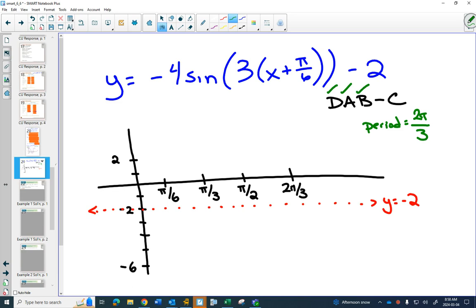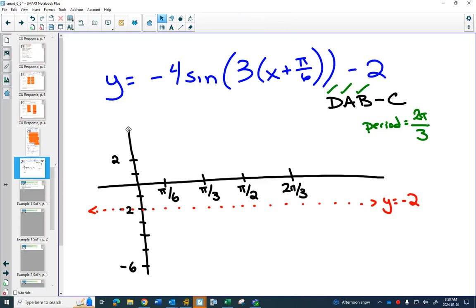So of the DAB part, the B value is the most involved, right? The D is super easy. That's your center line. Amplitude, super easy, just have to label max and min. The B value, you have to use your formula that period is 2 pi divided by your B value. And then you have to divide it into 4 equal sections.